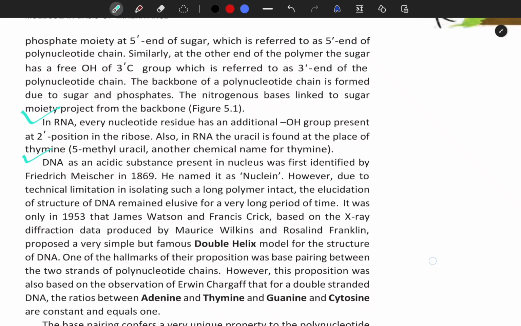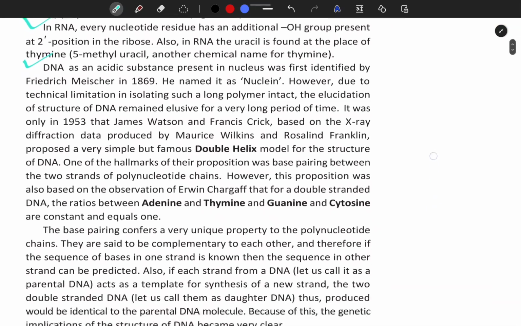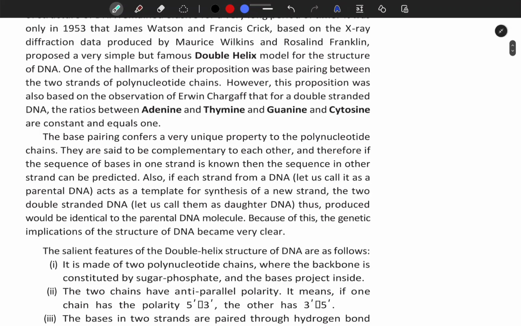It was only in 1953 that James Watson and Francis Crick, based on the X-ray diffraction data produced by Maurice Wilkins and Rosalind Franklin, proposed a very simple but famous double helix model for the structure of DNA. One of the hallmarks of their proposition was base pairing between the two strands of polynucleotide chains. However, this proposition was also based on the observation of Erwin Chargaff that for a double-stranded DNA, the ratios between adenine and thymine and guanine and cytosine are constant and equal 1.